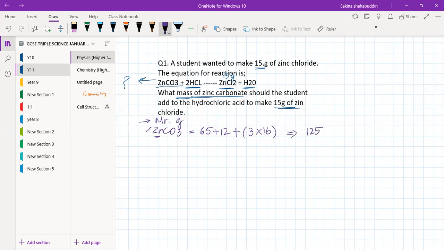Now, let's calculate the MR of our product, which is zinc chloride. So we know that zinc is 65 plus there are 2 atoms of chlorine, and we know that the atomic mass of chlorine is 35.5 times 2 because there are 2 atoms of chlorine. As we know, chlorine is diatomic. So it would be 136.